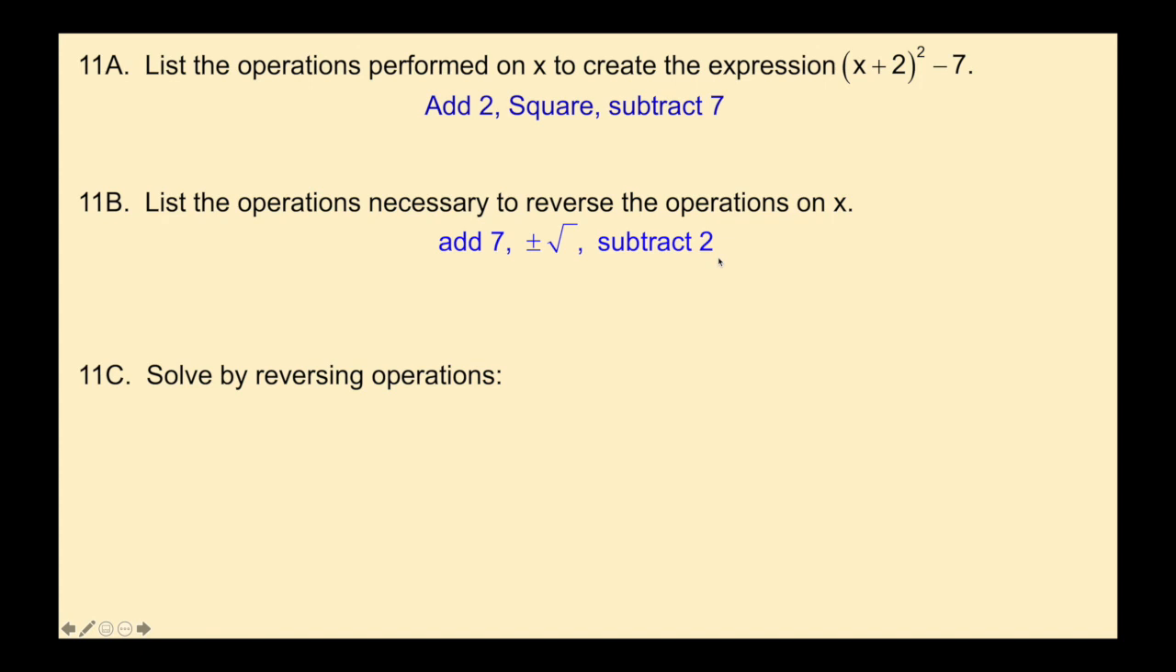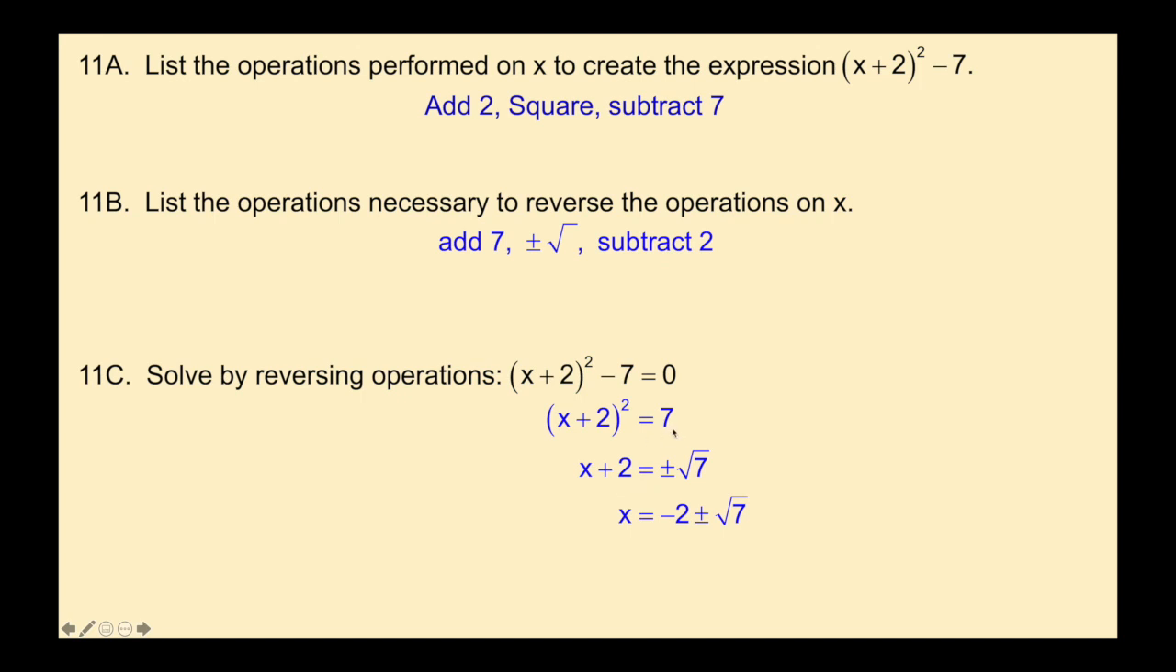So solving by reversing the operations, we're going to set the expression we had originally equal to 0. Our first step is going to be to add the 7. Then we're going to take the square root of each side here. When we take the square root of x plus 2 squared, it gets rid of the squared, and we're left with just x plus 2.